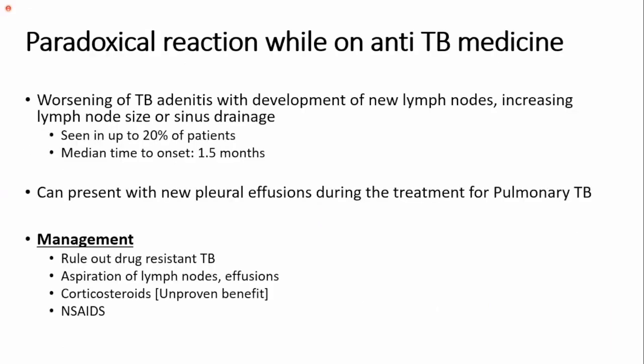And sometimes there is something called the paradoxical reaction when you give TB treatment. So the patients will start to develop their lymph nodes swelling, and there can be discharges coming from it. So this is called paradoxical reaction. This is seen in about 1/5 of our patients. And what we do is we try to rule out drug-resistant TB from the cultures. We try to get an aspirate from the lymph node and look at it in detail. And we might use some steroids and NSAIDs if necessary.